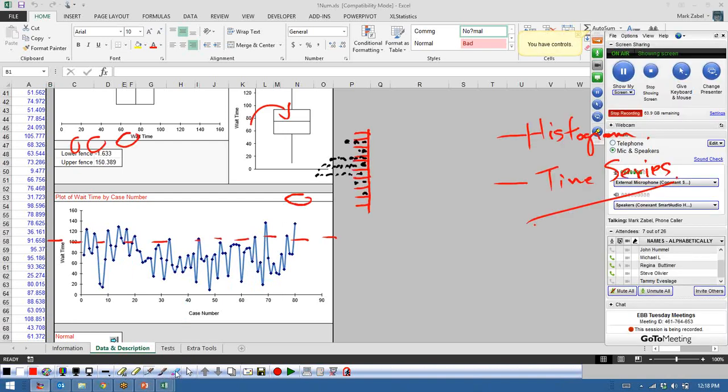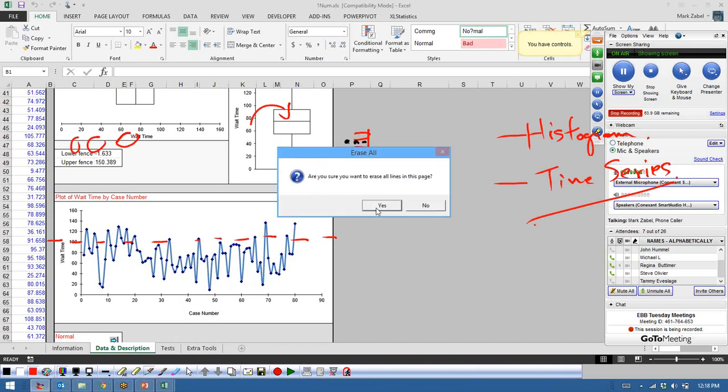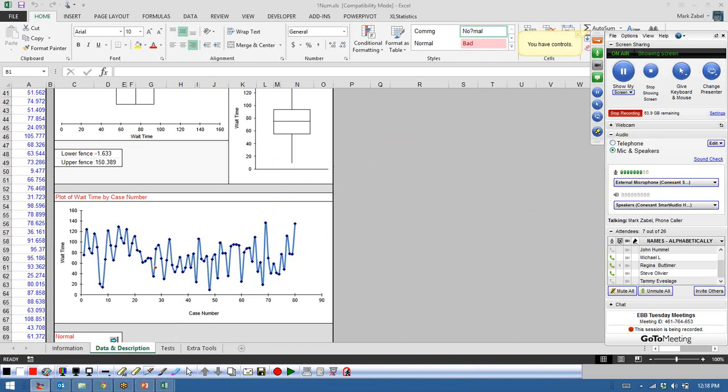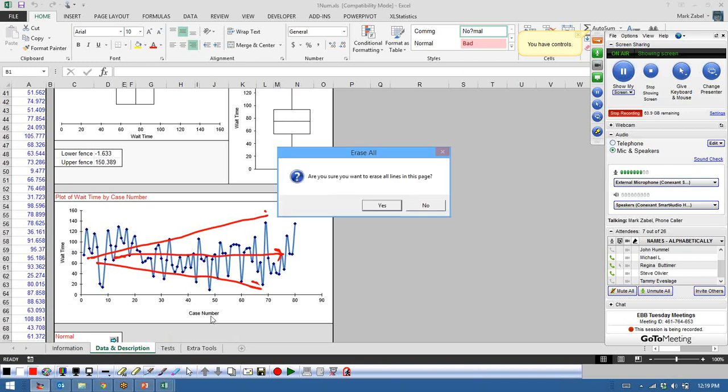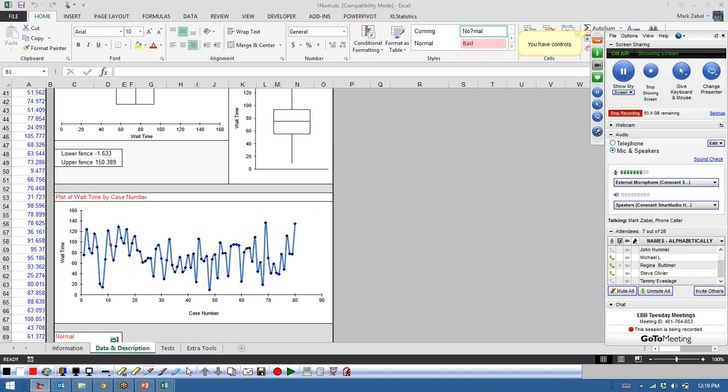We're going to learn different tools soon to be able to look at all this stuff. But just today, the main thing that we want to see is: is it generally going up? Is it generally going down? Or is it generally staying straight? It looks like it's maybe going a little bit up at the end, but I'm not sure that thinking that way is helping me all that much. So I'm going to erase those.